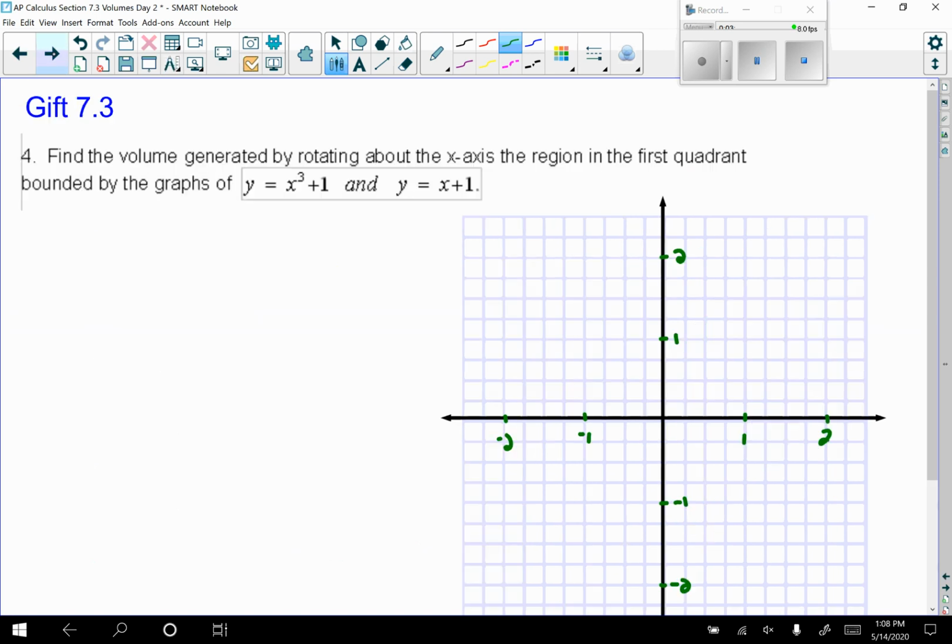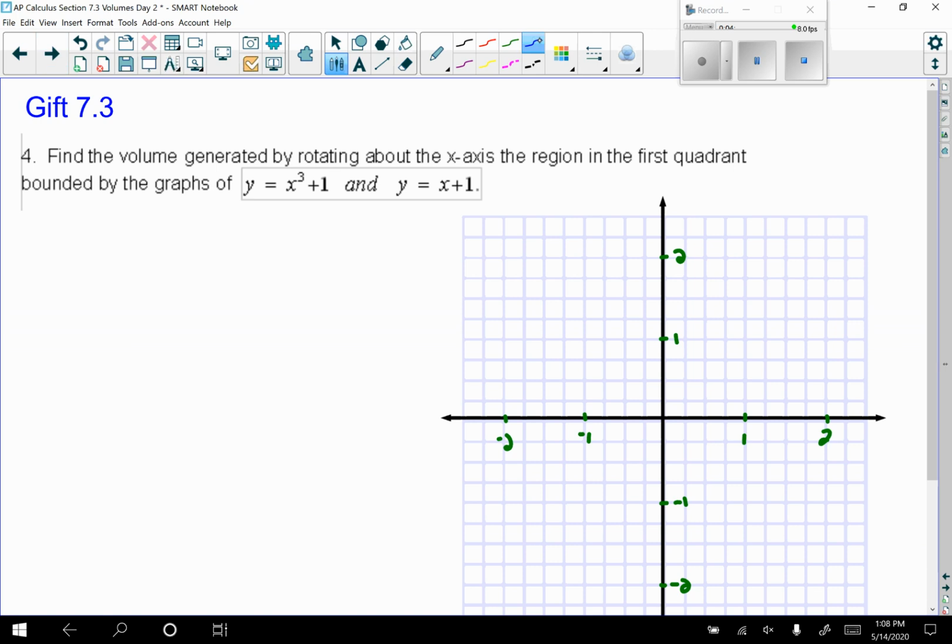All right, now this next one is going to sound very similar. We want to find the volume generated by rotating about the x-axis the region only in the first quadrant, bounded by the graphs of y equals x cubed plus 1 and y equals x plus 1. So right now, be very careful as you go to sketch both of these in the first quadrant. Figure out the points of intersection as well, and just sort of shade in this region right now. So pause the video and go ahead and try that.